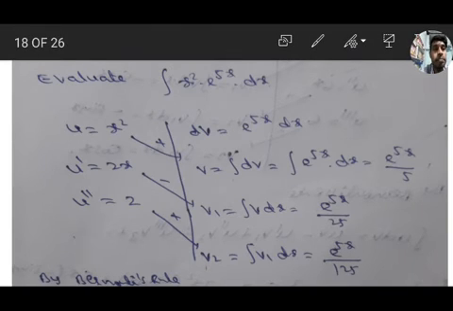Next problem. Okay, we have to identify the first function and the second function, take the first function's successive derivatives and the second function's successive integrations, and substitute in Bernoulli's rule. We get the answer. Here u equal to x square, dv equal to e to the power of 5x dx.